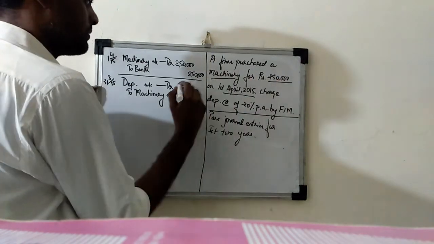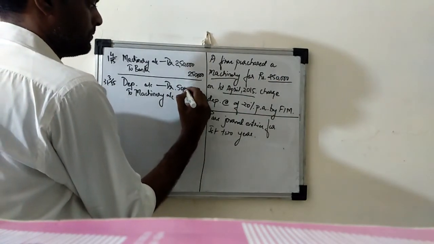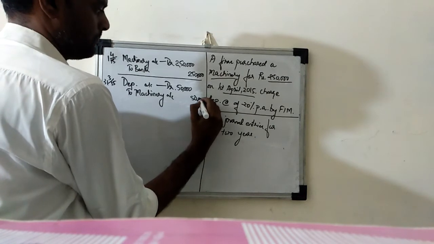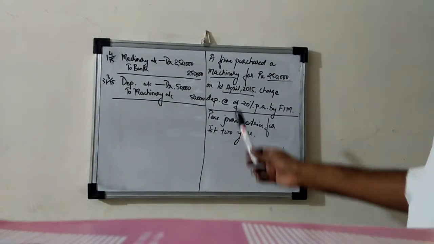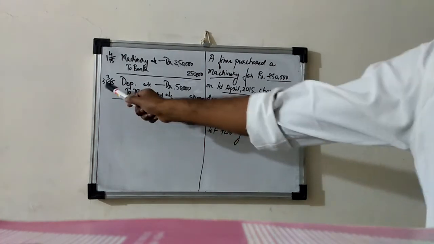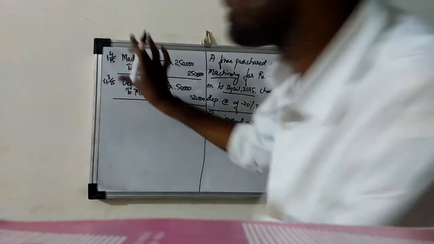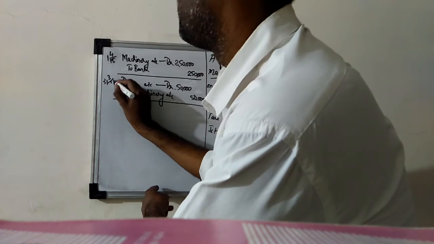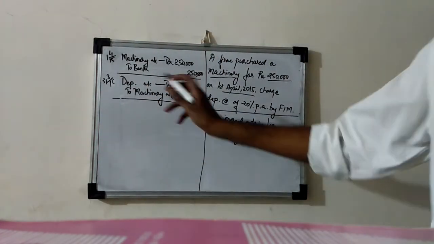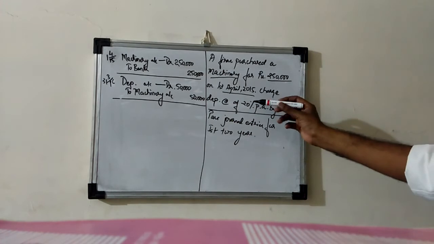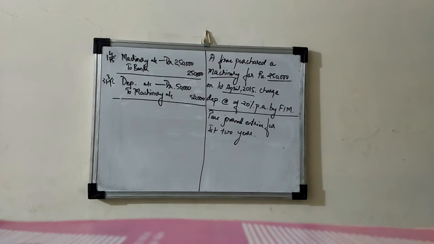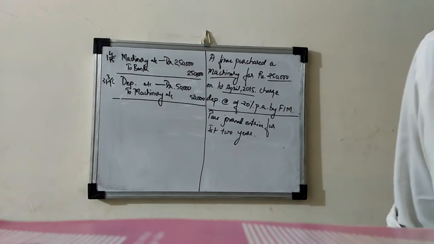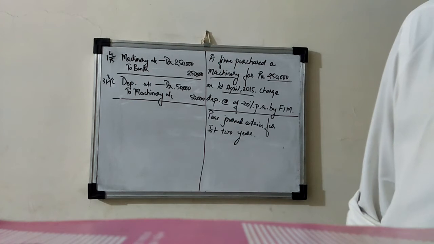20% of 2,50,000. The year begins on 1st April, so it ends on 31st March 2016. And our entry will be depreciation to machinery 50,000, that is 20% of 2,50,000. Now, depreciation is loss for the business, and all the expenses and losses at the end transfer to P&L account.